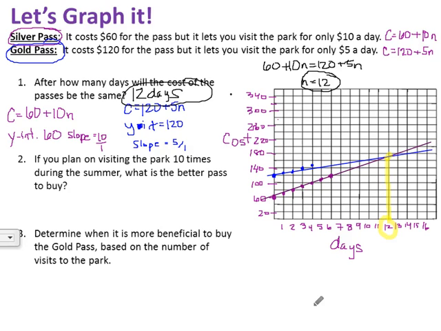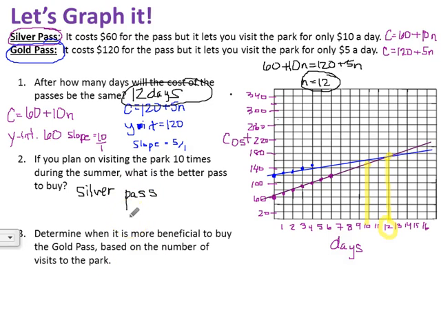The next question says, if you plan on visiting the park 10 times during the summer, what is the better pass to buy? So let's go to 10 days and we go up, and what's the cheaper cost? Well, at 10 days, the line that's further down on our y-axis is that purple line. So if we go to day 10 and we go up, we hit the purple line first. The purple line was the silver pass. So after 10 days, it's going to be cheaper. If we plan on visiting the park only 10 times, it's going to be cheaper to buy the silver pass.